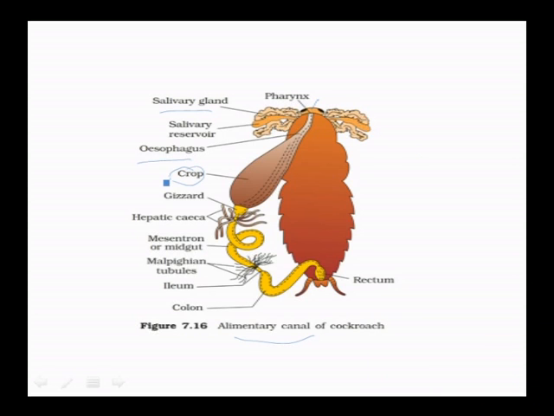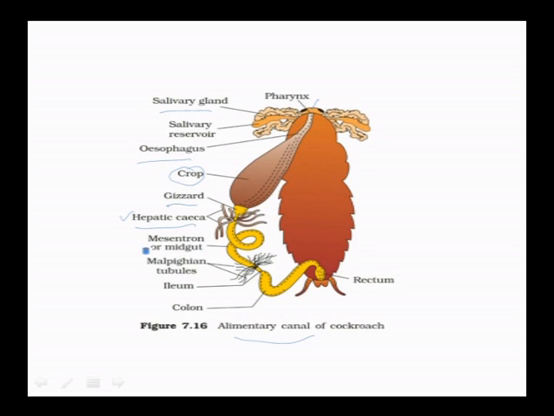There is a sac-like structure which is the reservoir of food materials, called the crop, which is homologous with the stomach. Just below the crop, there is a band-like structure called the gizzard, which contains internal teeth and helps in the grinding of food. Below the gizzard, there are 5 to 6 thin hair-like structures called hepatic caeca, which produce enzymes that help in the digestion of food and are homologous with our liver.